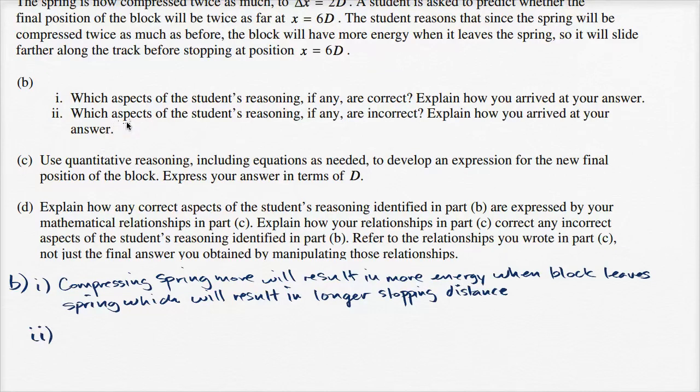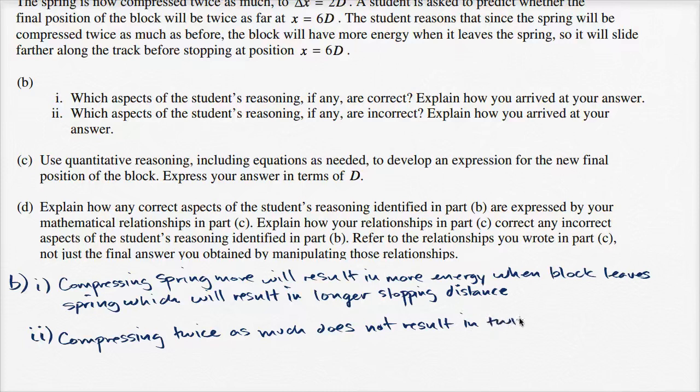Now, part 2 here. Which aspects of the student's reasoning, if any, are incorrect? Explain how you arrive at your answer. Well, compressing twice as much does not result in exactly twice the stopping distance. And we can explain more if we like.